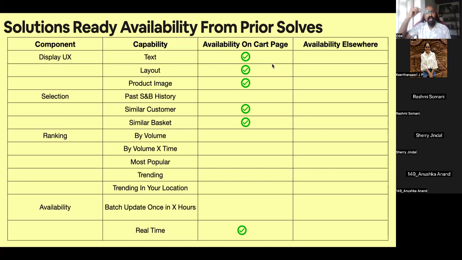So in this case, we know that capabilities for delivering text exist on the cart page. There is already a standard layout available on the cart page. You have the ability to render product images. There's a standard format for that.